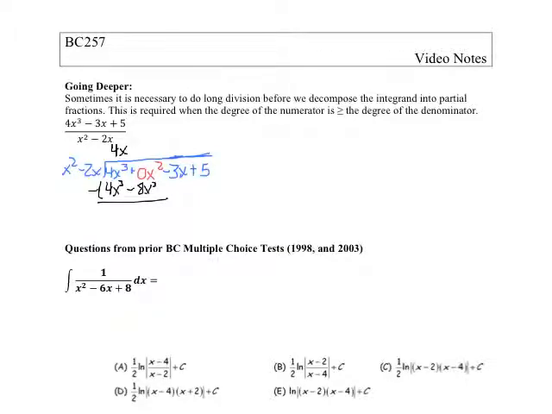Then we're going to subtract these. We'll have 8x² - 3x + 5. How many times does x² go into 8x²? That is 8 times. So then we're going to multiply that again. We'll get 8x² - 16x. And if we subtract those, we'll get negative 3 minus negative 16 is 13x. 13x + 5.